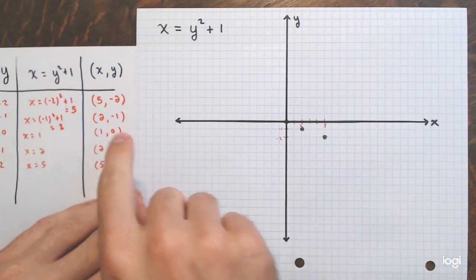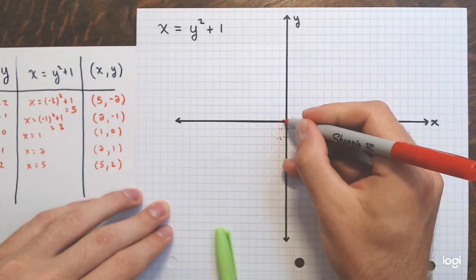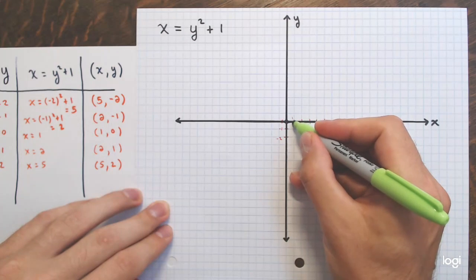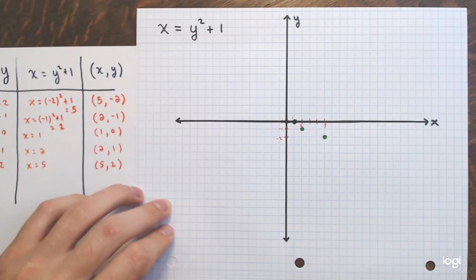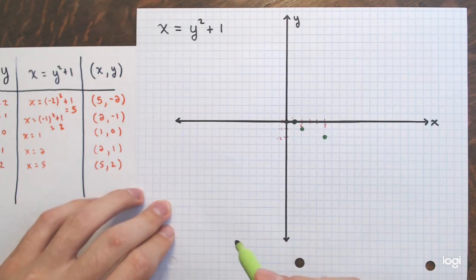Then 1 on the x corresponds to 0 on the y, which is in the middle there. So the y coordinate is 0, meaning I'm going to be on the x-axis. Right? There's 1, 0, 1 comma 0. And now we're seeing that it's not a straight line. Right?